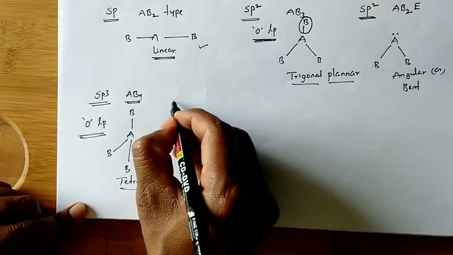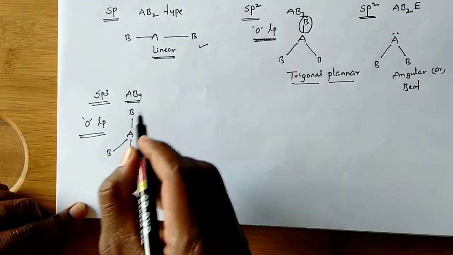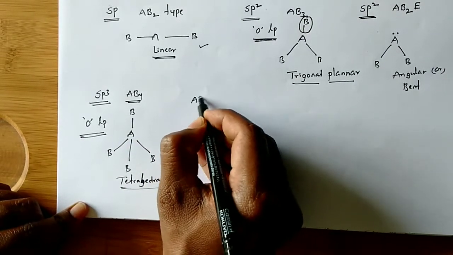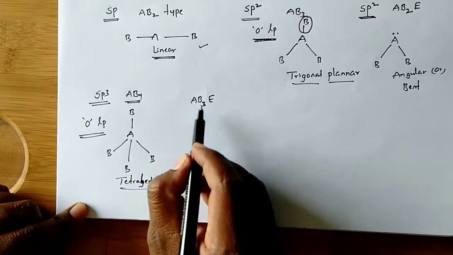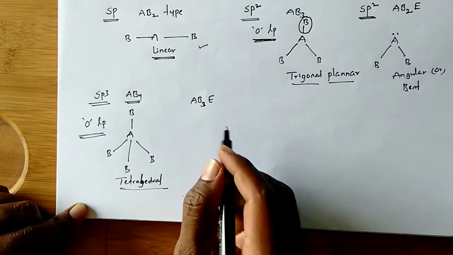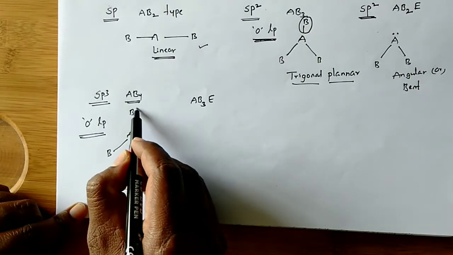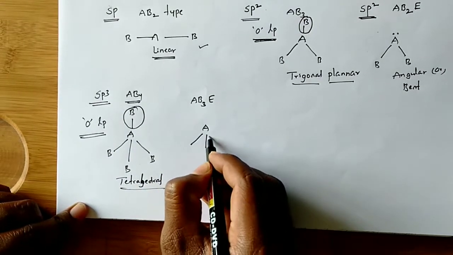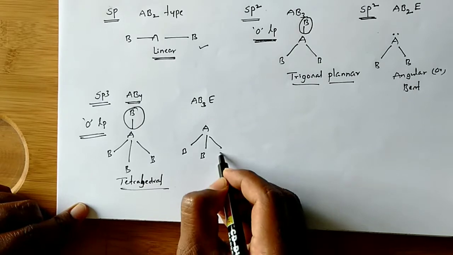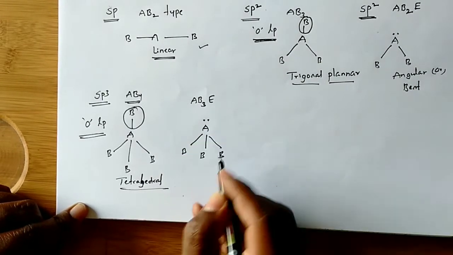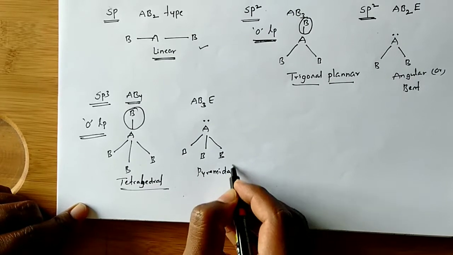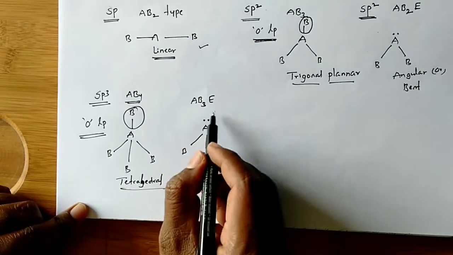Suppose sp3 hybridization with one lone pair, meaning AB3, three atoms and one lone pair present. Any one bond, I am removing this bond. The resultant structure will be like this. So this is pyramidal structure, with one lone pair.